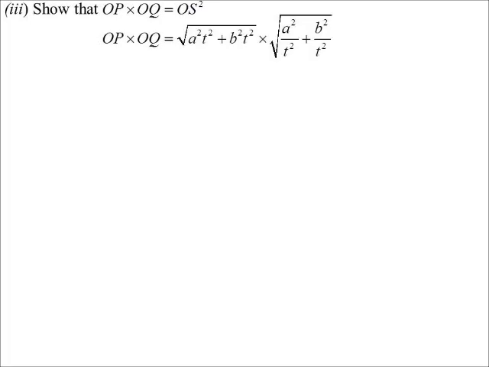Well, OP times OQ, distances when we're joining them up to the origin are usually quite easy to find. So we get the square root of a squared t squared plus b squared t squared times the square root of a squared on t squared. So I factorised out the t squared from the surd to get t out the front. The second surd I factorised out the 1 on t squared to get 1 on t. So the t times the 1 on t cancels. I've ended up with the square root of a squared plus b squared times the square root of a squared plus b squared, which is a squared plus b squared.